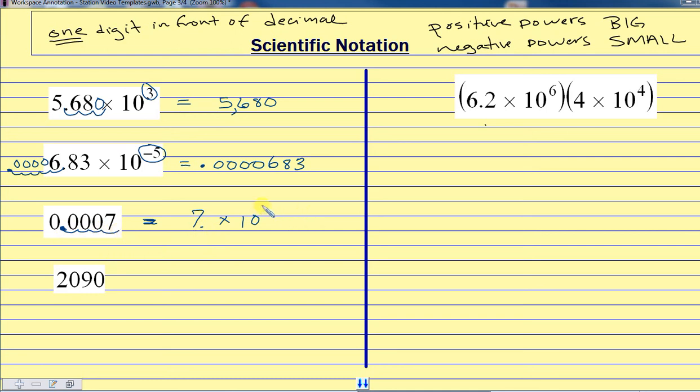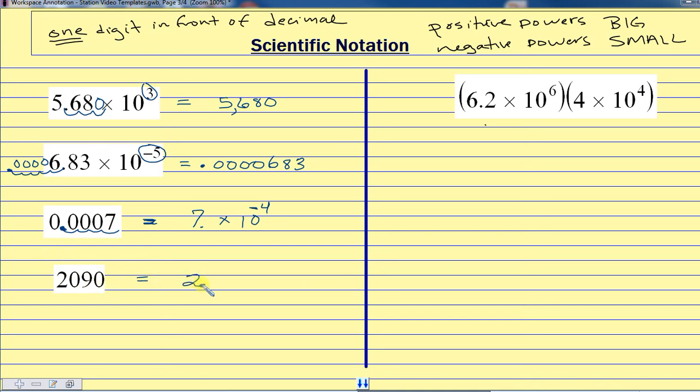Now, it's tempting to say, oh, I moved to the right, so I'm going to put 4. But I want you to think about, was this number big or small to start with? 0.0007 is very small, so that means it was to the negative 4th power. So 7 times 10 to the negative 4th power would be represented as 0.0007.